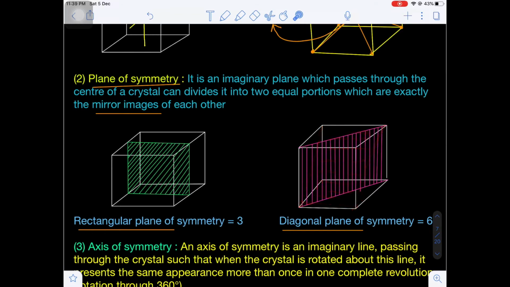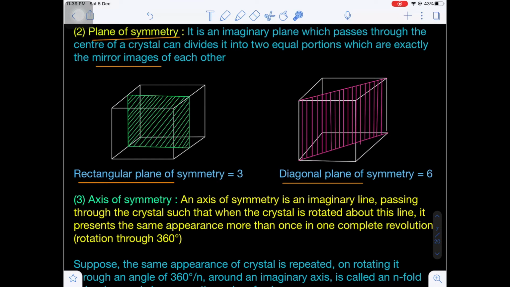So total there are how many diagonal planes of symmetry? 6. And rectangular planes of symmetry? 3. So total we have 6 plus 3, which is equal to 9. This is called plane of symmetry, POS. Out of 9, 3 are rectangular planes of symmetry and 6 are diagonal planes of symmetry.